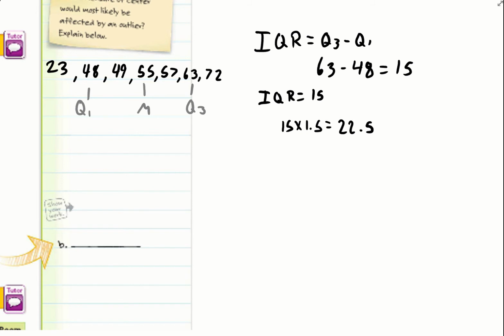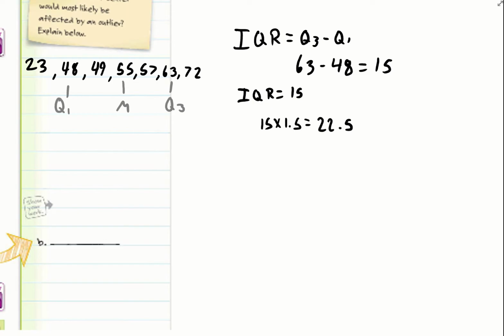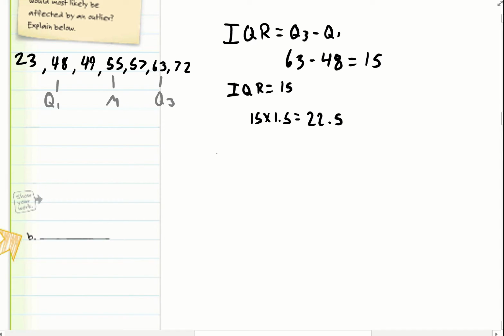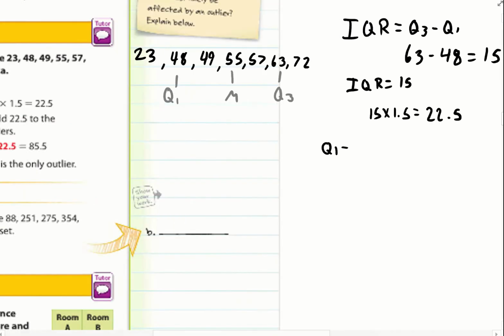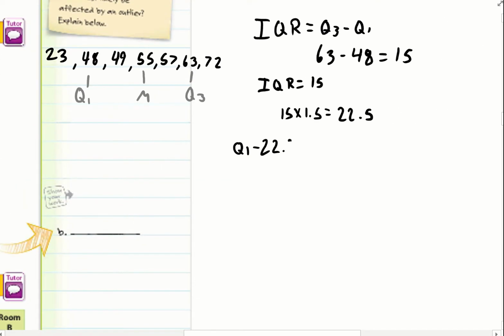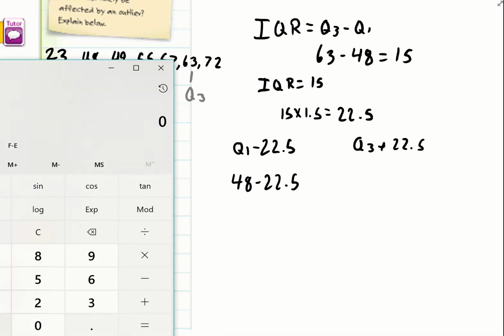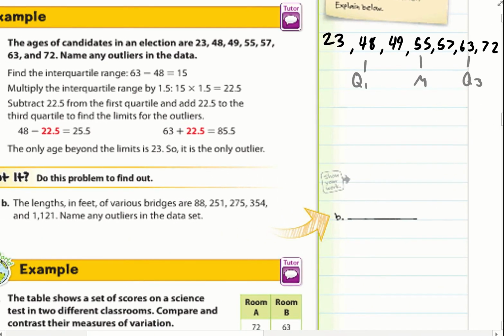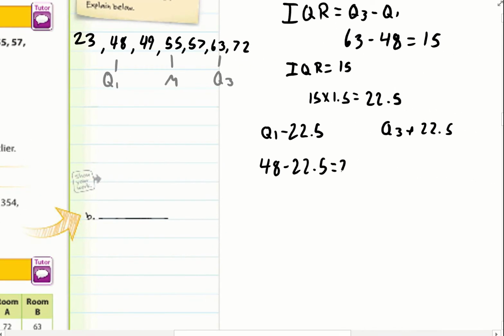So here's my next step. I take 22.5 and I subtract it from my Q1 and I add it to my Q3. So I have Q1 minus 22.5 and Q3 plus 22.5. So Q1 is 48 minus 22.5. I'm going to use my calculator. 48 minus 22.5 is 25.5. So any numbers below 25.5 is an outlier.